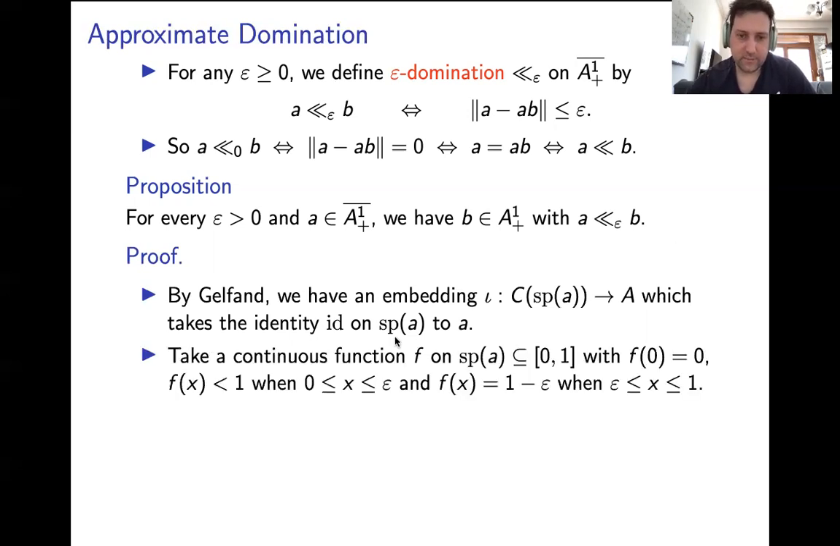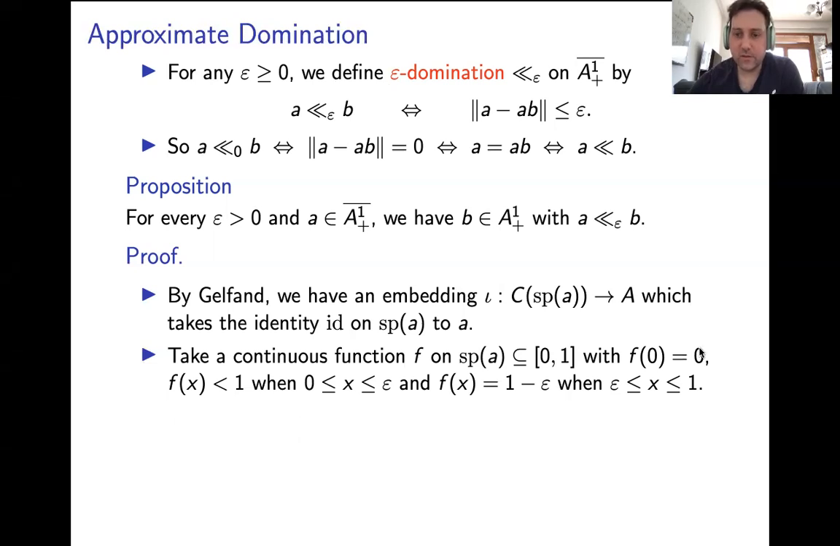Okay. Now take some continuous function on the spectrum, which satisfies the following simple conditions. We want it to be zero at zero. I want it to be strictly less than one whenever x is between zero and epsilon. But the key thing is that I really want it to be very close to one, let's say one minus epsilon, for most of the spectrum, which is contained within the unit interval. So whenever x is between epsilon and one, and if epsilon is small, this is most of your interval, then I want f of x to be very close to one. And you can think to yourself that that's always going to be possible.